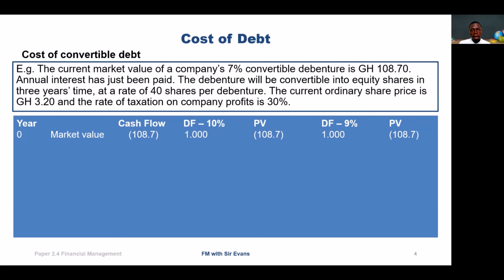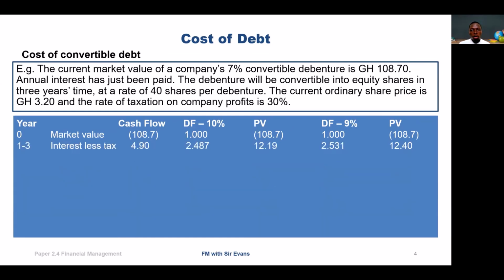And with the previous scenario we looked at, we said that if the market value is going to be treated as an outflow, then the interest and redemption is going to be treated as an inflow and vice versa. So this position here is looking at the market value as an outflow and the other ones as an inflow. So the market value is 108.7, and then we found the discounting for the 10% and 9%.